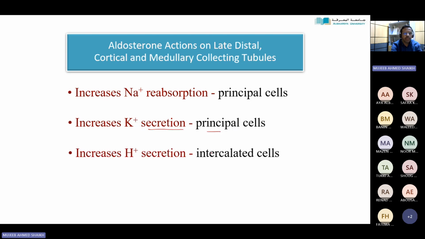Also, aldosterone has an effect on another type of cell, known as the alpha intercalated cell, which will lead to increased secretion of hydrogen ion.